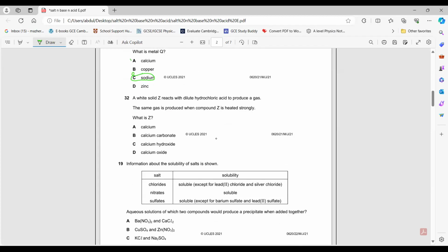Then we have white solid Z reacts with dilute HCl to produce a gas. The same gas is produced when compound Z is heated strongly. What is compound Z? Calcium carbonate? There is only one which could give a gas, and that is calcium carbonate.